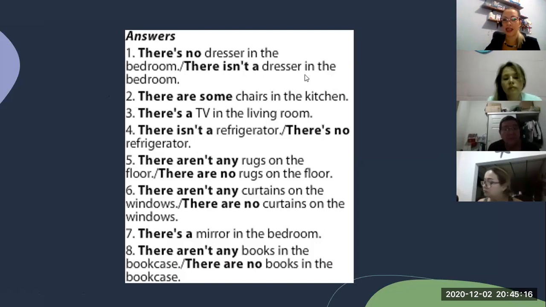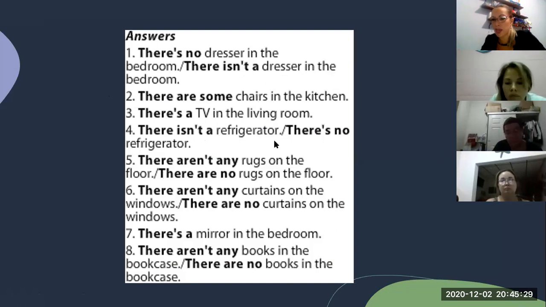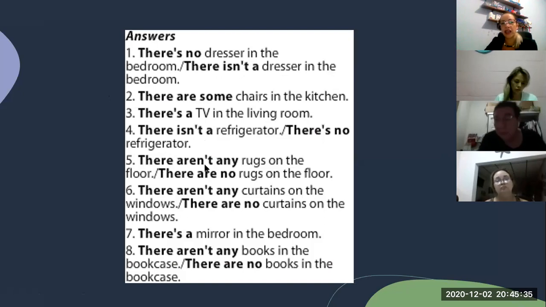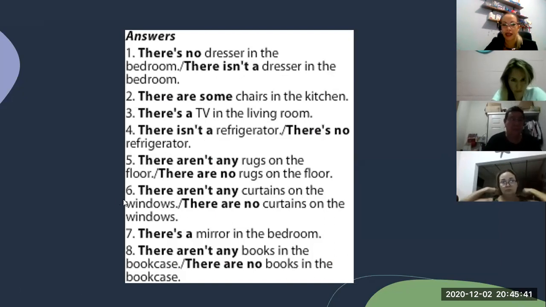Or there isn't a dresser in the bedroom. There are some chairs in the kitchen. Number three, there is a TV in the living room. Number four, there isn't a refrigerator. Or podían haber puesto, there is no refrigerator. Number five, there aren't any rugs on the floor. Or there are no rugs on the floor. Cualquiera de las dos, correcta.